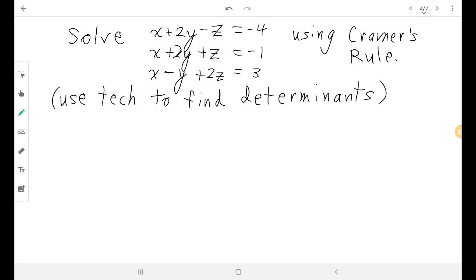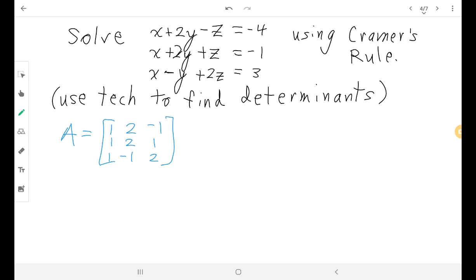All right, so now let's use Cramer's rule with 3 of them. So now we've got a 3-equation system, meaning we're going to need 4 matrices and 4 determinants to use Cramer's rule. So we'll still need A, and A still looks the same. It's just the coefficients, the numbers attached to each variable. So that would be 1, 2, negative 1, 1, 2, 1, and 1, negative 1, 2.